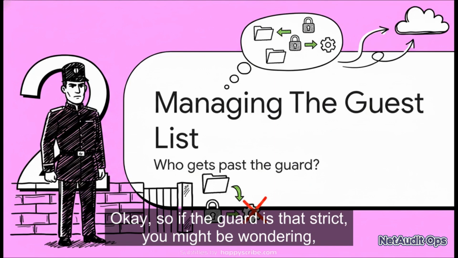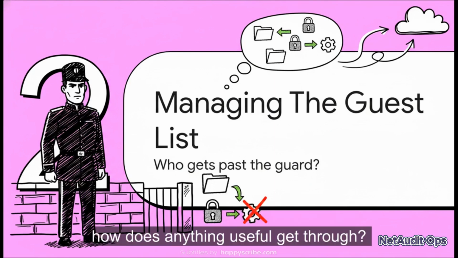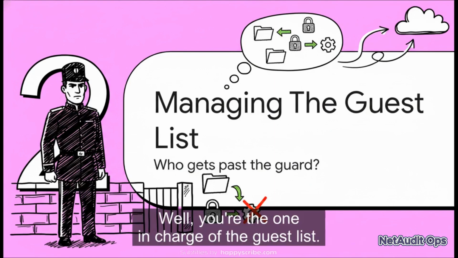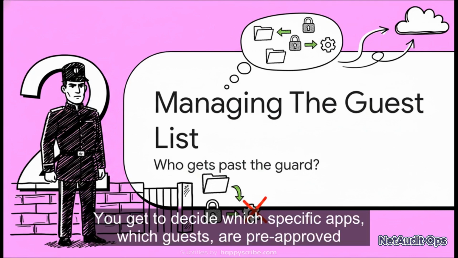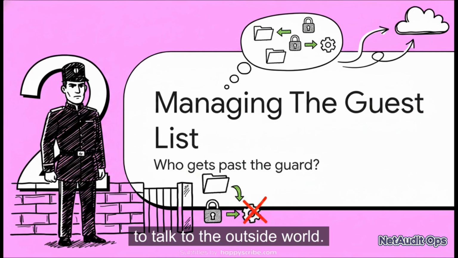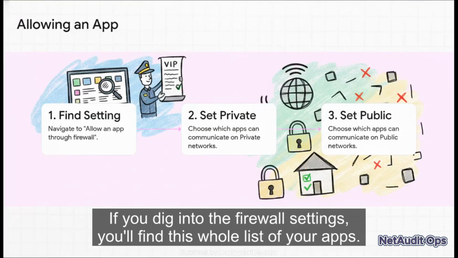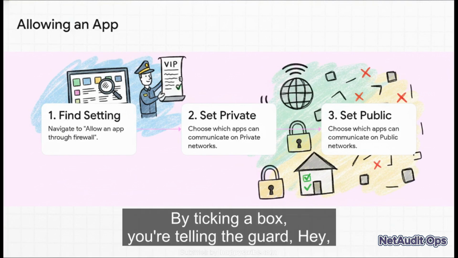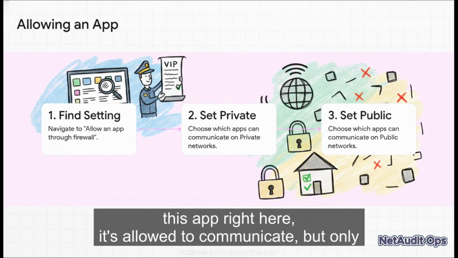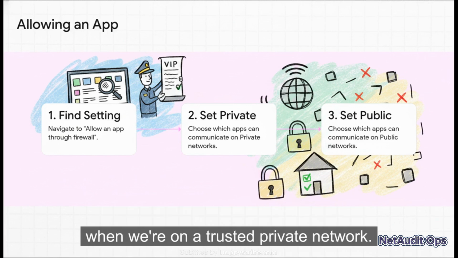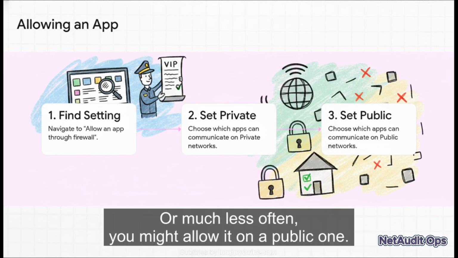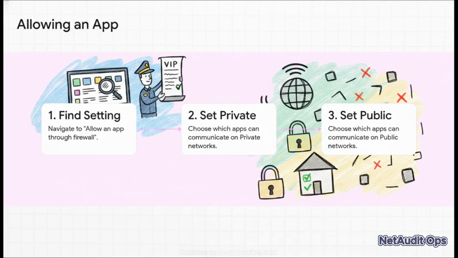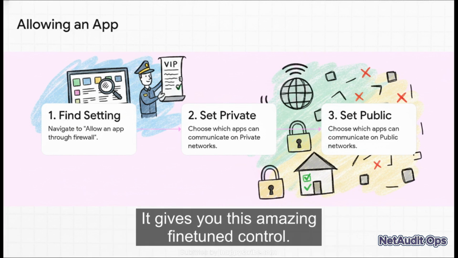Okay, so if the guard is that strict, you might be wondering, how does anything useful get through? Well, you're the one in charge of the guest list. You get to decide which specific apps, which guests, are pre-approved to talk to the outside world. If you dig into the firewall settings, you'll find this whole list of your apps. Allowing one through is kind of like handing your guard a VIP list. By ticking a box, you're telling the guard, hey, this app right here, it's allowed to communicate, but only when we're on a trusted private network. Or, much less often, you might allow it on a public one. It gives you this amazing, fine-tuned control.